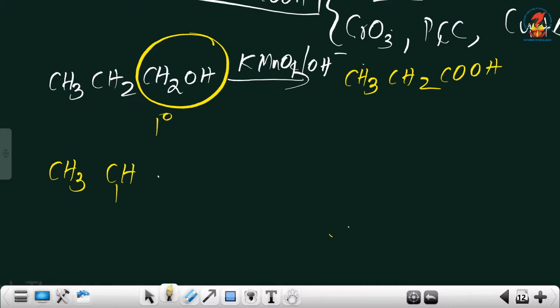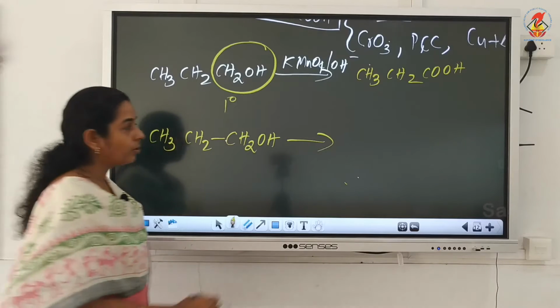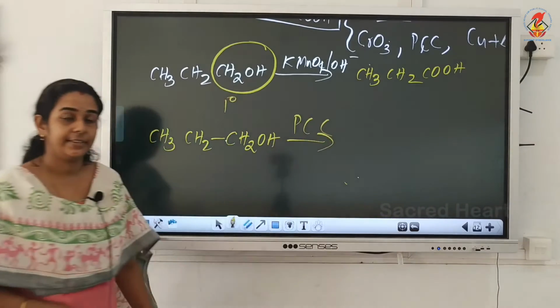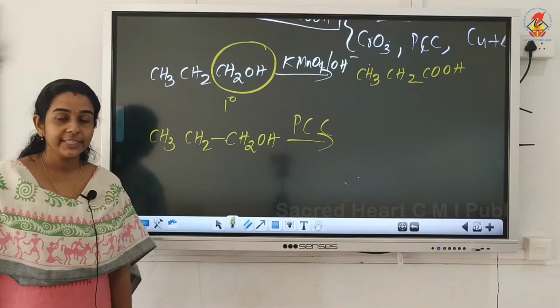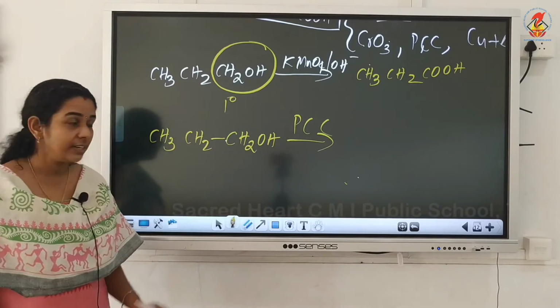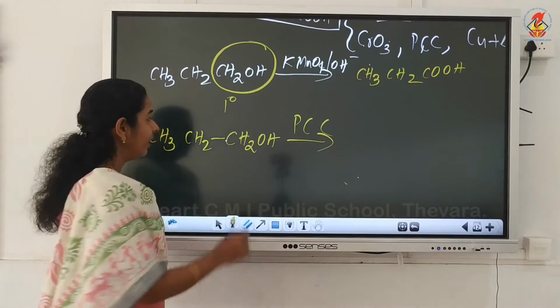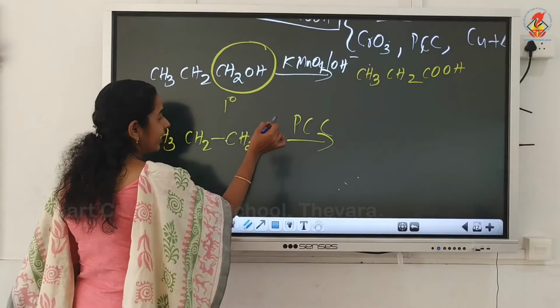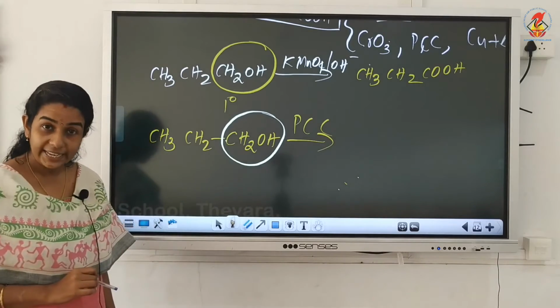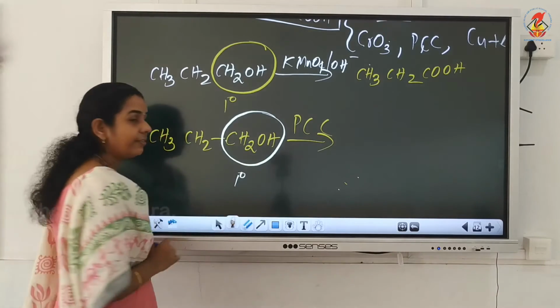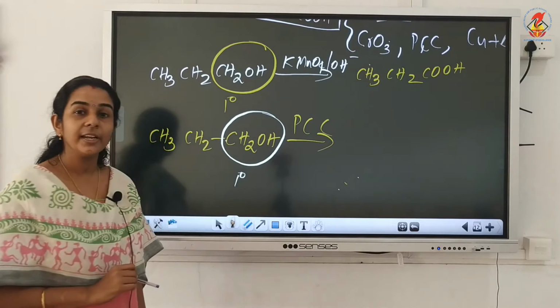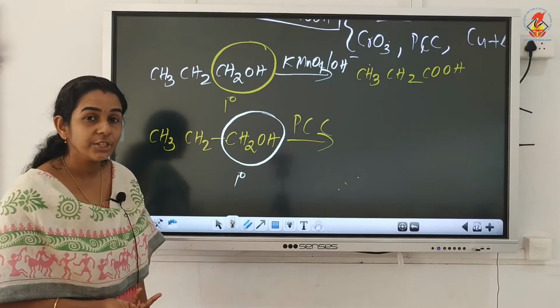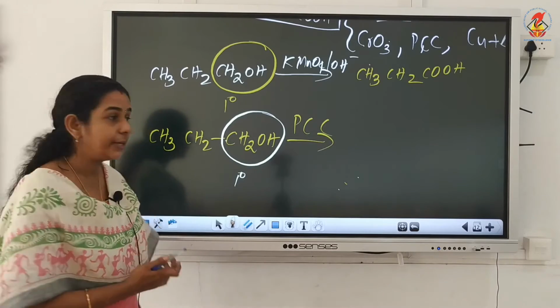CH3. If the same molecule, if I am treating with PCC. So from the reagent it is clear that the reaction taking place is oxidation, but it is a mild oxidizing agent. And now see the reactant. It is a primary alcohol, and we know that if you are oxidizing a primary alcohol with PCC, what will be the reaction taking place, or what will be happening here?